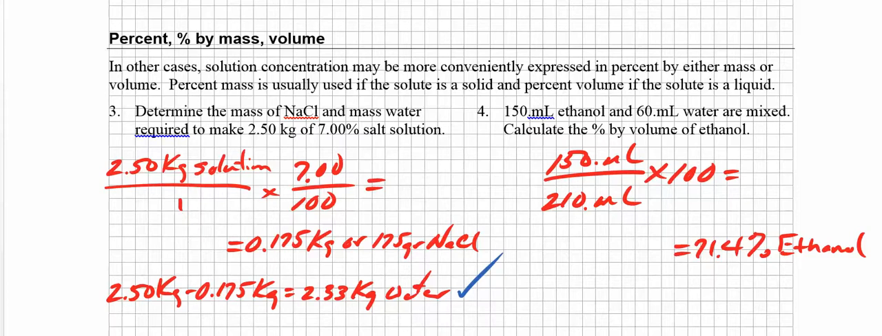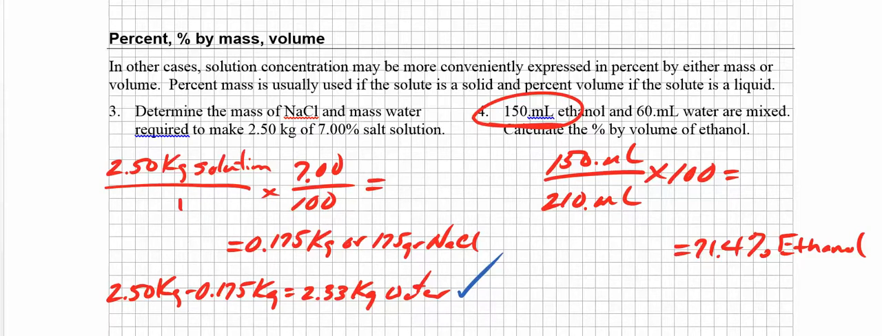So here's how we're going to do it. We're going to find the amount of ethanol. Of course, the amount of ethanol by volume is 150 milliliters. Now remember, we're adding to that 60 milliliters of water. So the total volume of ethanol and water is 150 plus 60. That's going to be 210.